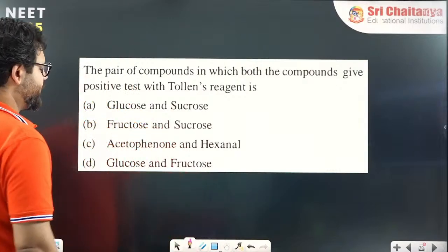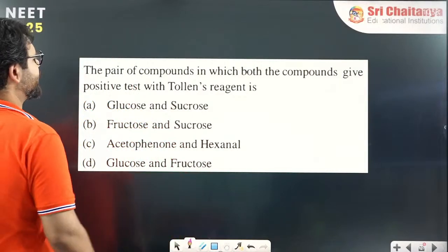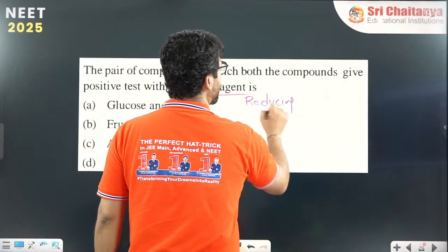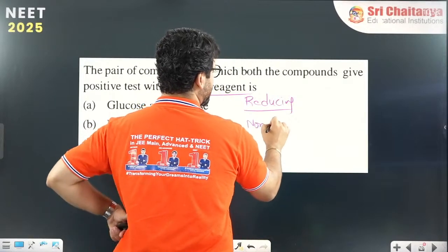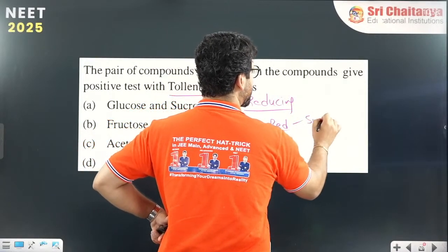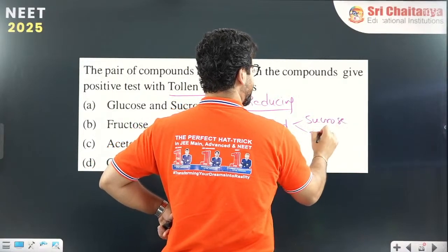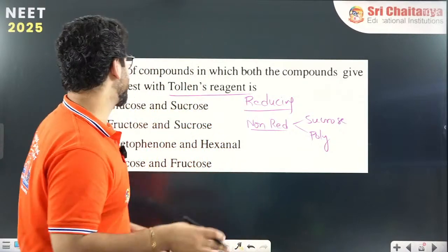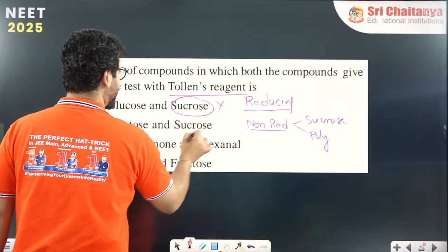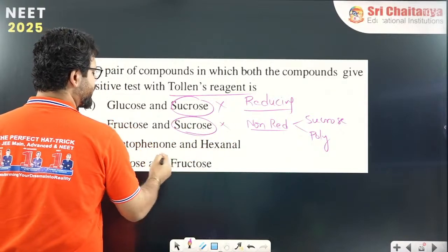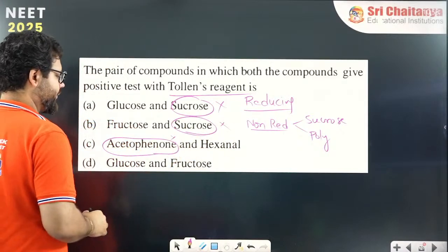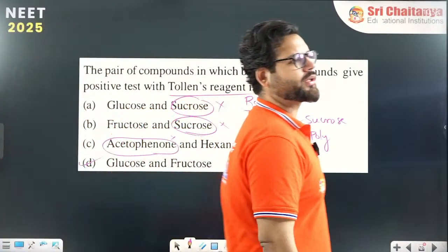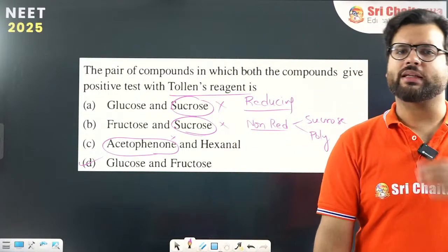Next one. The pair of compounds in which both the compounds will give Tollens reagent test means reducing sugar they are asking. You should remember that non-reducing sugars are sucrose and polysaccharides. Others all will give. Maltose will give, glucose will give, mannose will give, all of these. Glucose, sucrose. Sucrose will not give. Acetophenone will not give. It's not an aldehyde. Glucose, fructose, D option. All monosaccharide sugars give you Tollens test as well as Fehling's test.